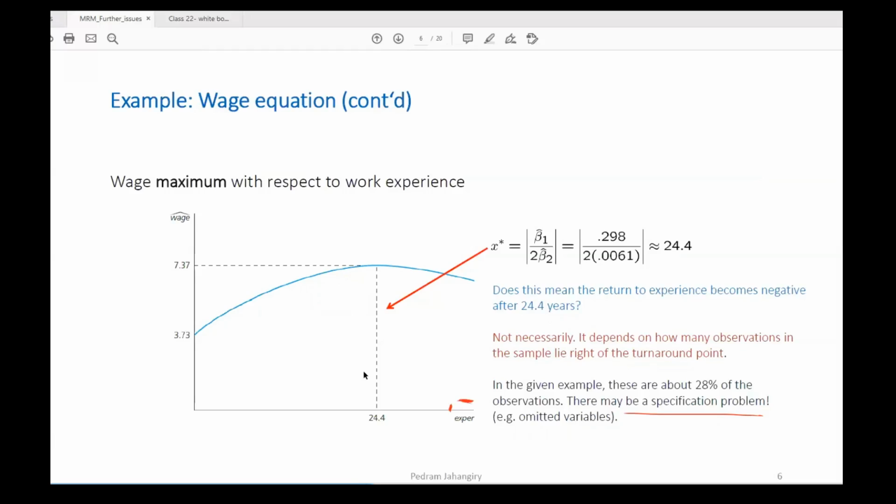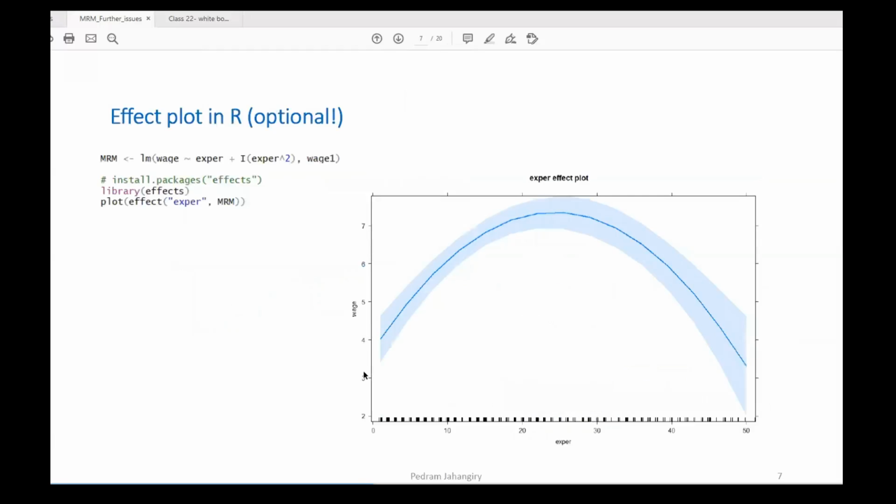Whenever you want to use a quadratic, you have to do the effect plot and see how many observations we have. And what is that effect plot? Next slide. I say it's optional, but honestly, it's one line of code in R. So just take advantage of that power so you don't need to calculate things manually. What you see here is called a rug plot, R-U-G, rug plot. And what we see collectively here is the effect plot, okay?